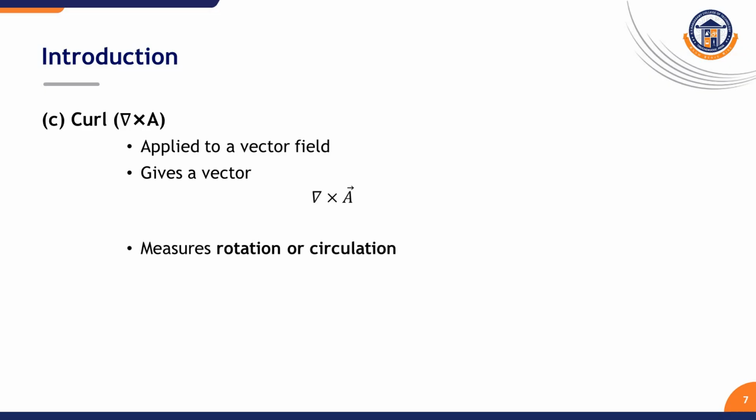Next, curl. Curl is nothing but del cross A vector. Applied to a vector field, it gives a vector, del cross A vector. It measures rotation or circulation. Del cross A vector means we use the determinant of del and A vector.